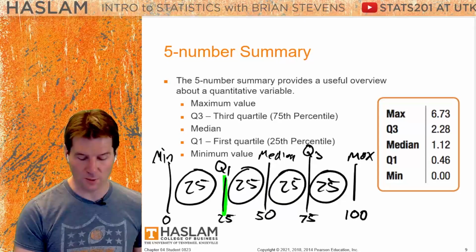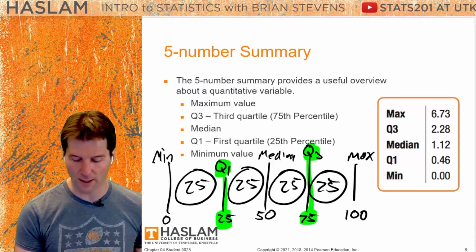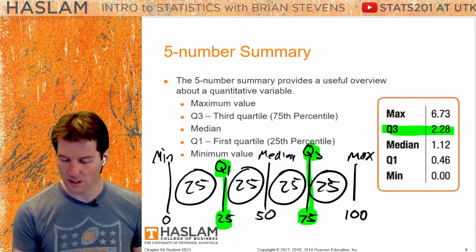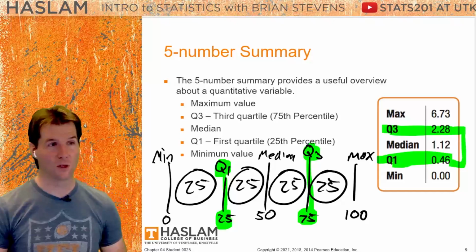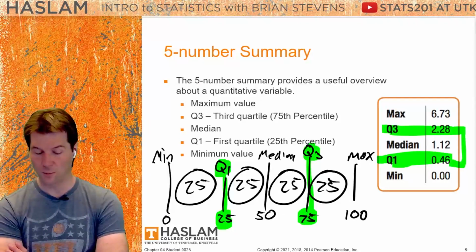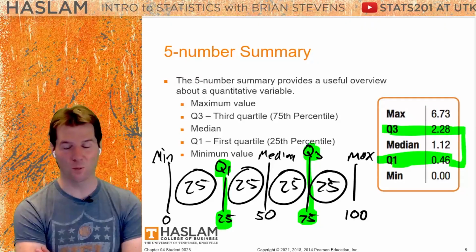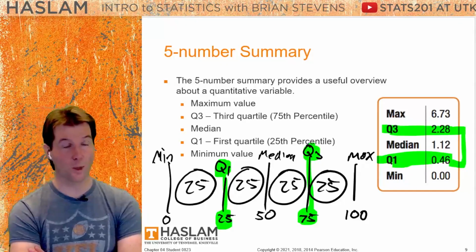The IQR is the range of the middle 50% found by Q3 minus Q1, and you can subtract those numbers right there and find the range of the middle 50%. So for this data set, we would just take these numbers right here, subtract them, and once again, we did this earlier on to get 1.82. Could check my math earlier, but 2.28 minus 0.46 right there gives the range of the middle 50%.